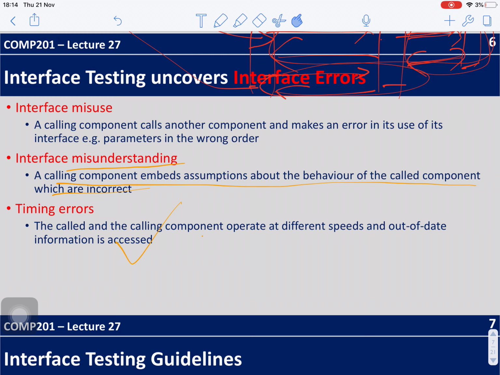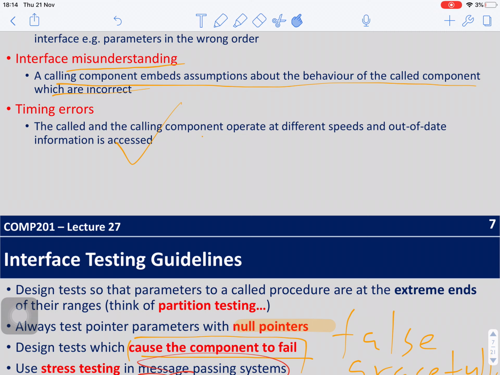And interface misunderstanding is when the calling component embeds assumptions about the behavior of the called component, and those assumptions are incorrect. It's like we think this value should be the total deposit of this credit union, but it is actually the total balance of this month or this quarter. There's a misunderstanding of its meaning.